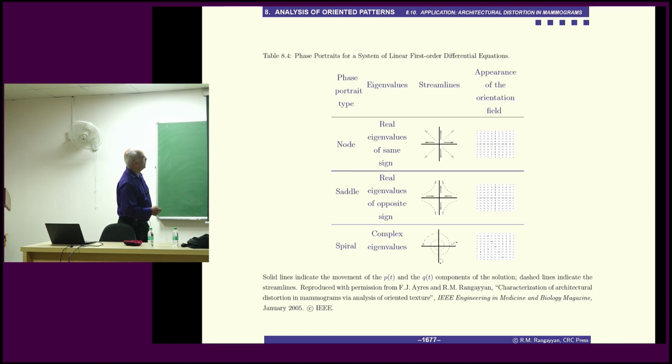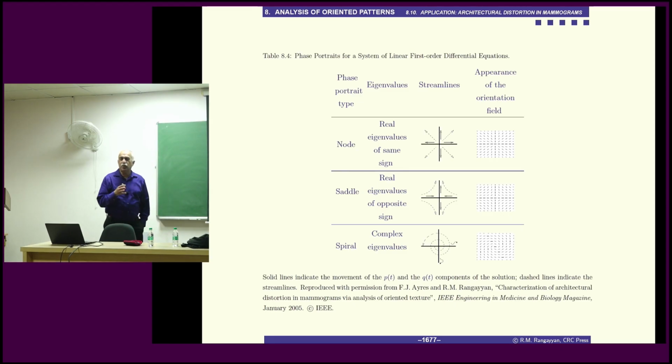So let me go there and show the picture. A node is the case when the eigenvalues of that matrix A are real and of the same sign, and then there is a diverging pattern. These streamlines appear to go away from a fixed point or the origin or point of reference. When the eigenvalues are real of opposite sign, you get a saddle, where you have this kind of a pattern. The streamlines are shown here. At every pixel there is an orientation showing which way the particle would go. In the case of complex eigenvalues, you have a spiral.